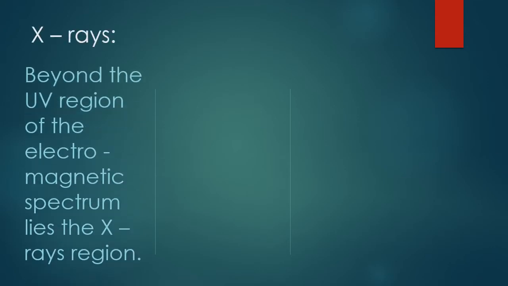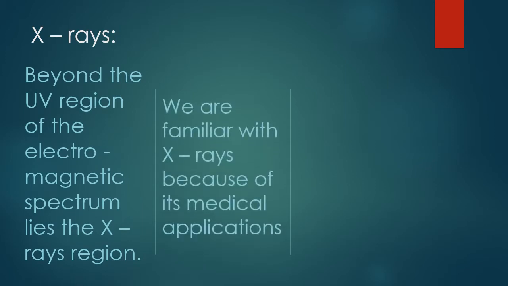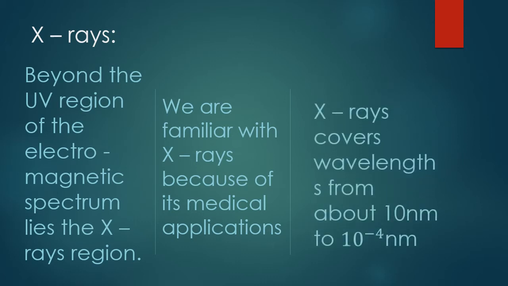Our next topic is X-rays. Beyond the UV region of the electromagnetic spectrum lies the X-ray region. We are familiar with X-rays because of their medical application. X-rays cover the wavelength from about 10 nanometer to 10 to the power minus 4 nanometer.